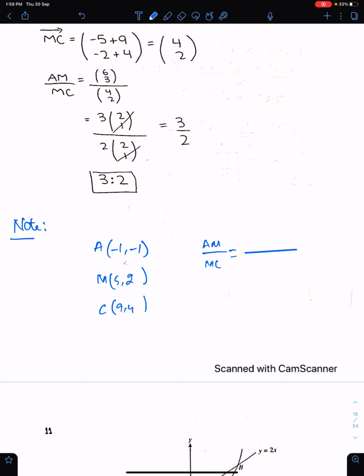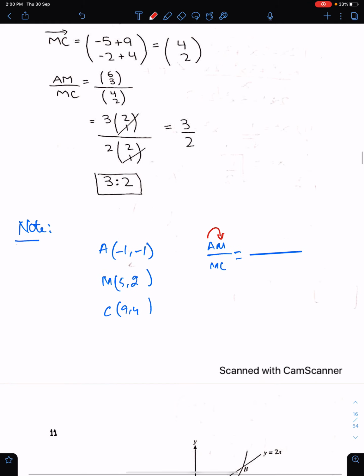So according to this method, you need to subtract either the x coordinates or the y coordinates of all these three points. So I am subtracting the y coordinates. I have to subtract the y coordinate of M from the y coordinate of A. When you subtract, you will get -1 - 2. Now subtract the y coordinates of M and C, so it should be 2 - 4. Do subtraction in this way: -1 - 2, and then 2 - 4. You can also subtract the x coordinates in the same way if you want.